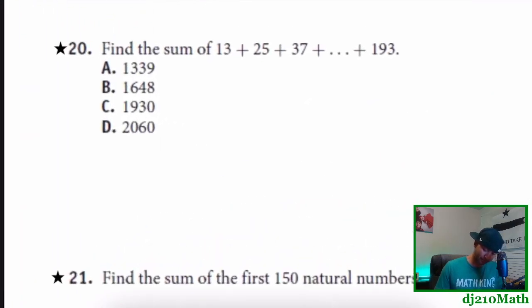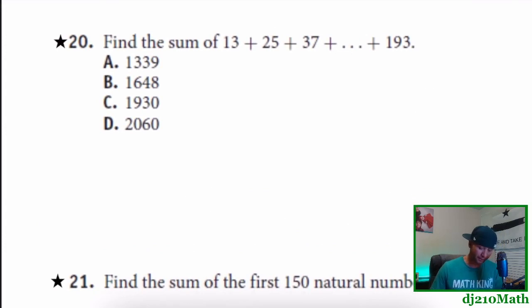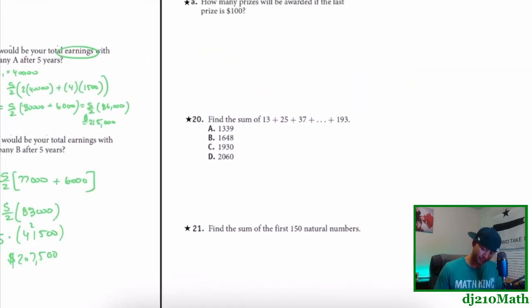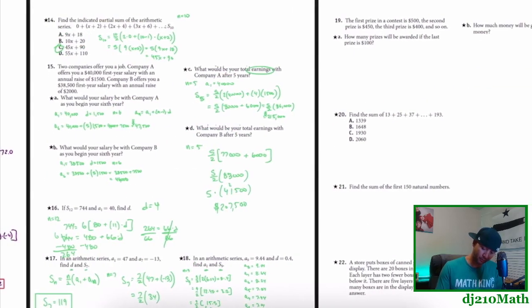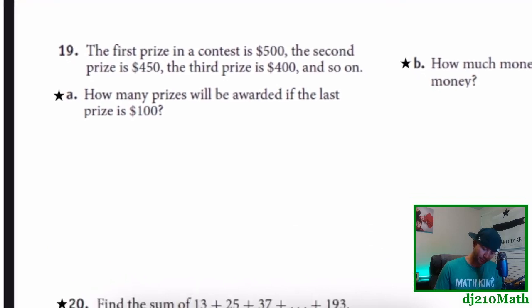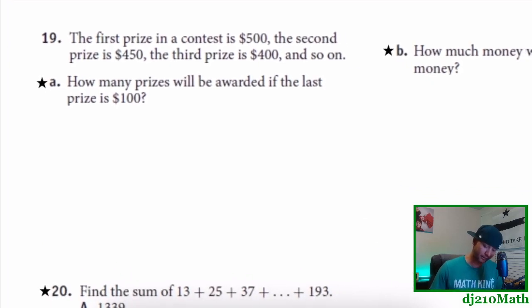All right. Multiple choice. I like it. Sum of these. Oh, there's more. All right, so the first prize of a contest is $500. Second prize is $450. Third prize $400, so on and so forth. How many prizes will be awarded if the last prize is $100?